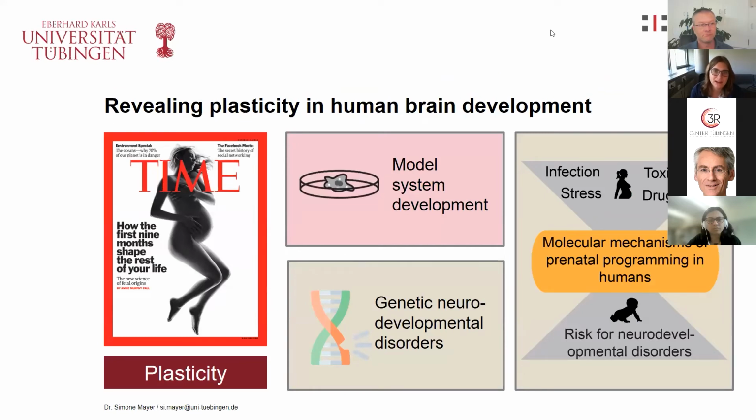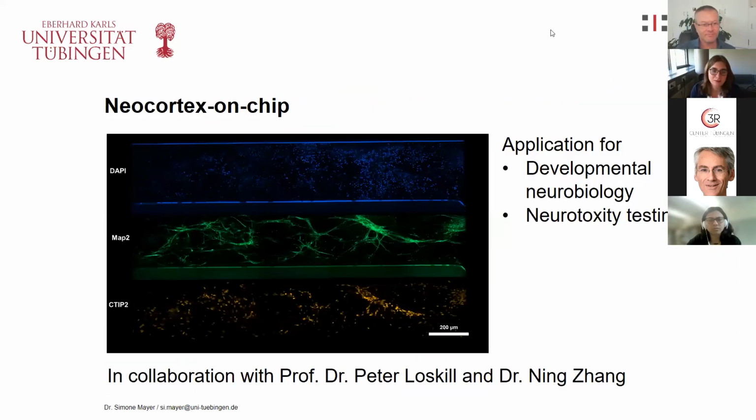And finally, of course, you alluded to it before yourself, the organoids are not a perfect model system yet, and there's always room for improvement. So we are working on further developing this model system together with Peter Loskill here in Tübingen, and we are aiming to make a Neocortex-on-chip. So a microfluidic chip that will allow us to generate brain organoids in a much more controlled manner.